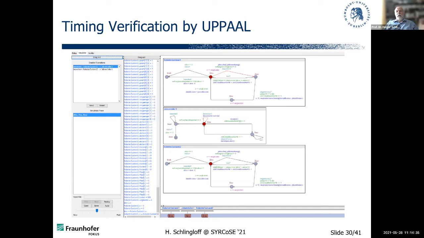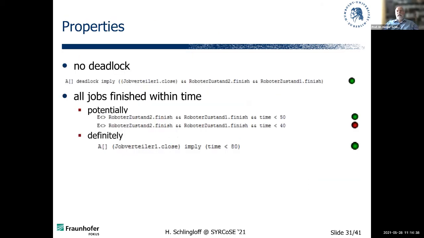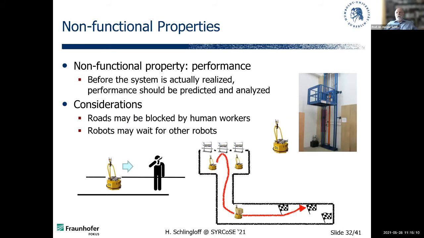Here are properties with UPPAAL, for example, that no deadlocks occur, which can be formulated as a temporal logic formula, that deadlock means that all jobs are finished, or that all jobs are finished within this given time, and so on. This is all standard technique, but as I said, it can go only so far, and not to a level of detail where it would be really useful. So for non-functional properties, we used probabilistic model checking.